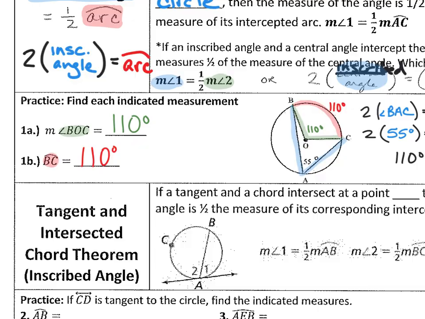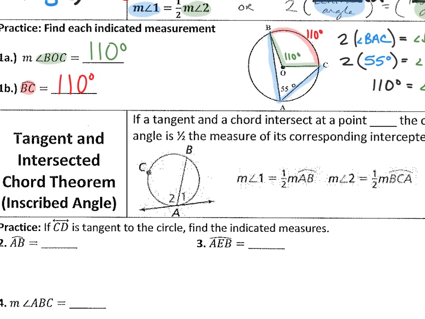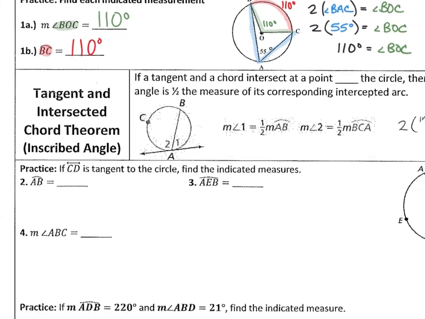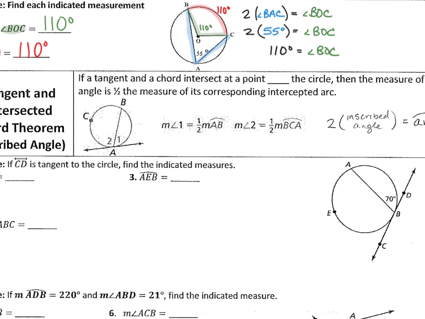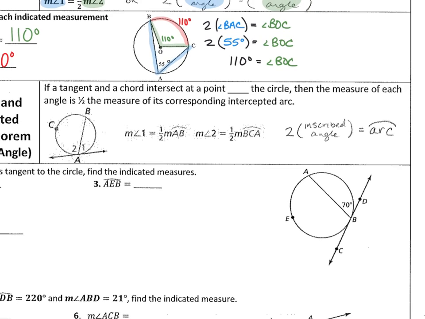Our second theorem we're going to really discuss today, it's our first new one, is called the tangent and intersected chord theorem for an inscribed angle. It says if a tangent, so touching the circle once, and a chord, touching the circle twice, intersect at a point on the circle, then the measure of each angle is half the measure of its corresponding intercepted arc, which follows, because that's exactly what we did before.